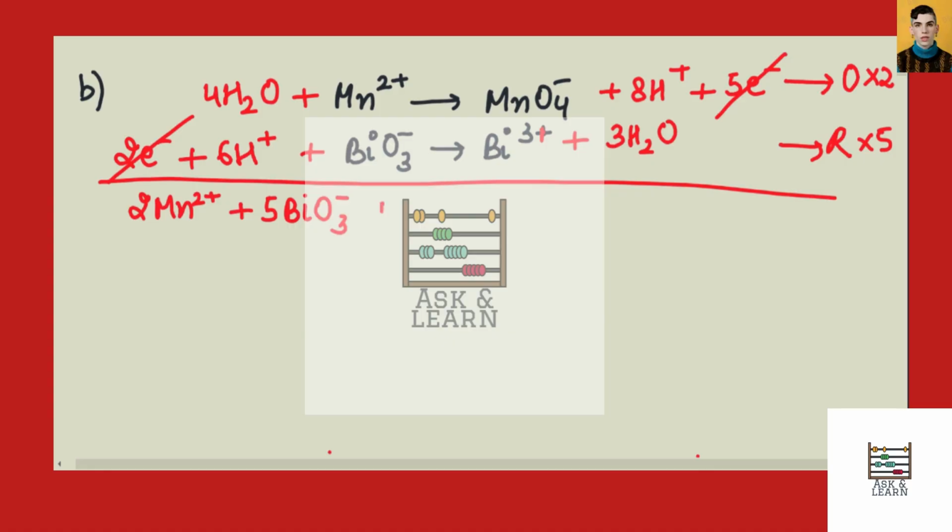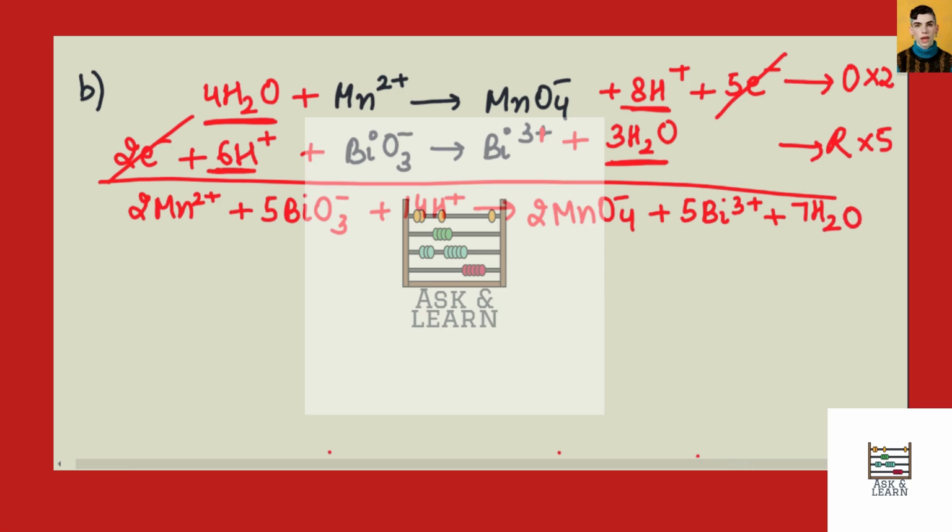BiO3 negative plus, now we have 30H positive here and we have 16H positive here, so we will end up having 14H positive in the balanced reaction, and then 2MnO4 negative and 5 Bi3 positive, and then we will have 15 here and 8 here. 4 into 2 is 8, so 15 minus 8 is 7, so we will have 7 water molecules. So this is the overall balanced chemical equation.